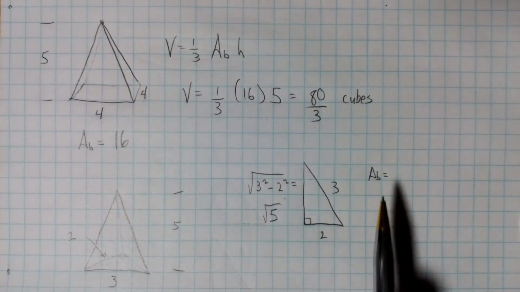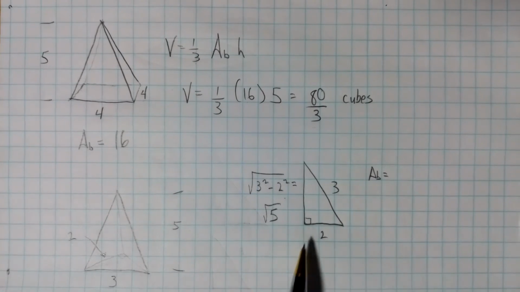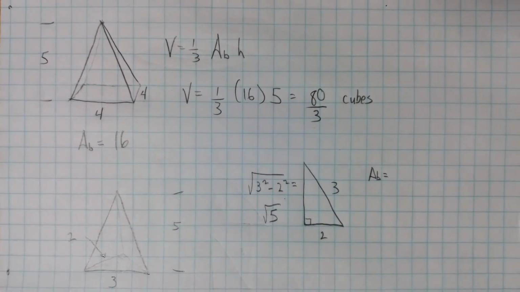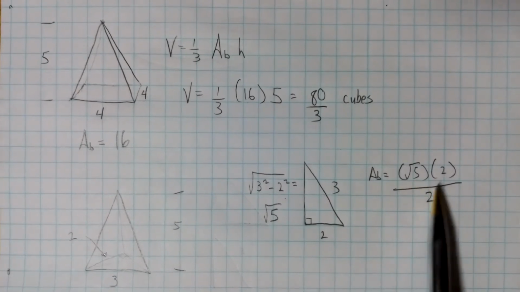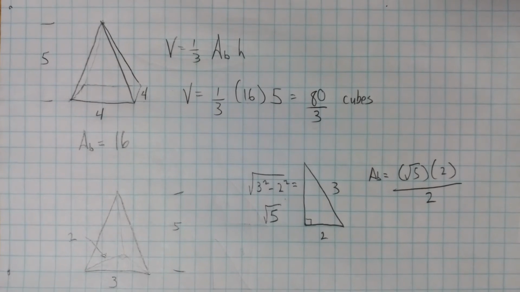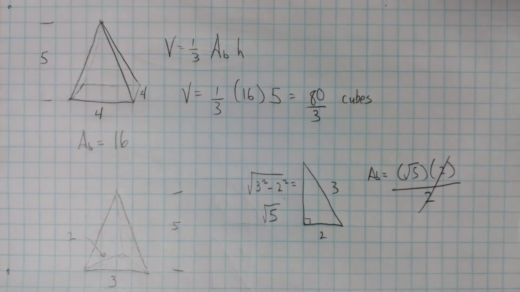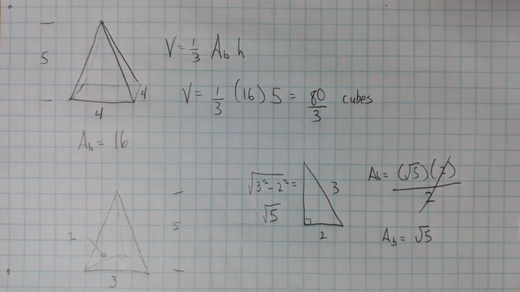So now, if I want to calculate the area of the base, it's going to be square root of 5, which is this leg, times 2, all of it cut in half. So here's my math problem, square root of 5 times 2 divided by 2, and if you know your algebra, the 2's just cancel. So the area of the base is just the square root of 5.